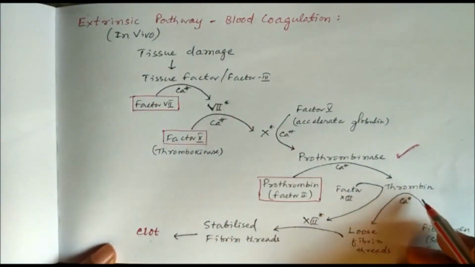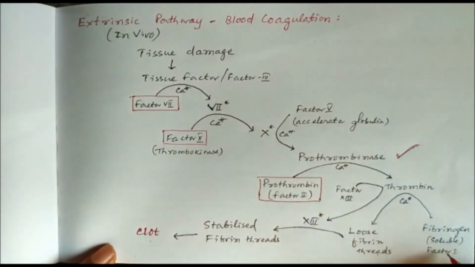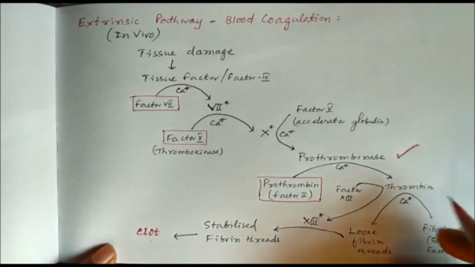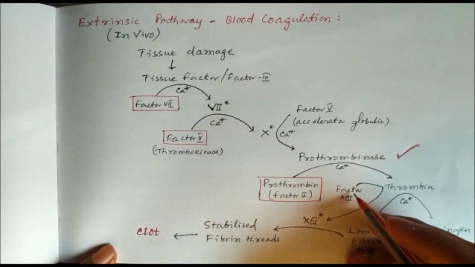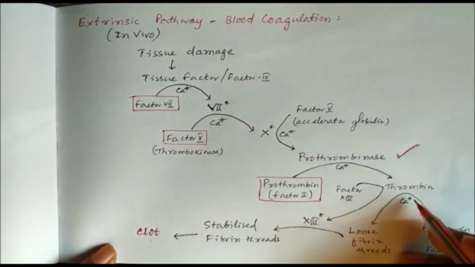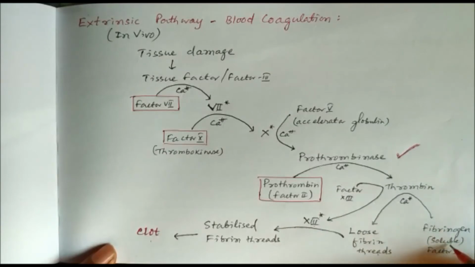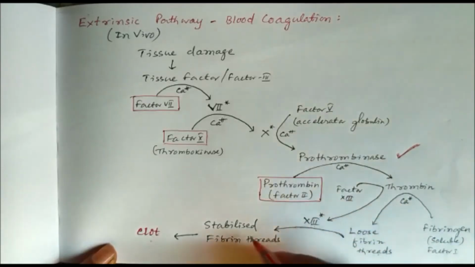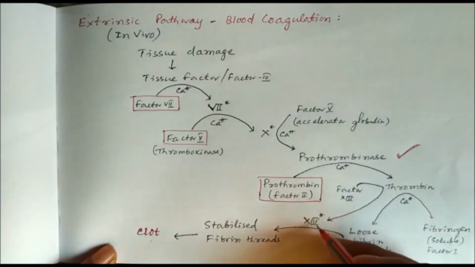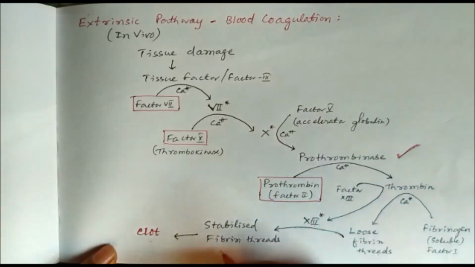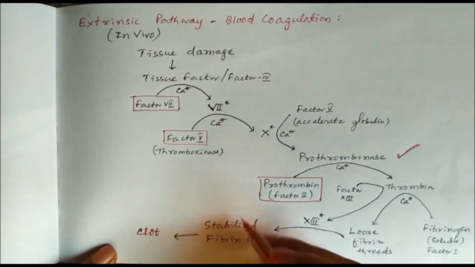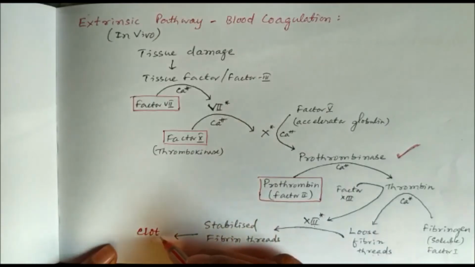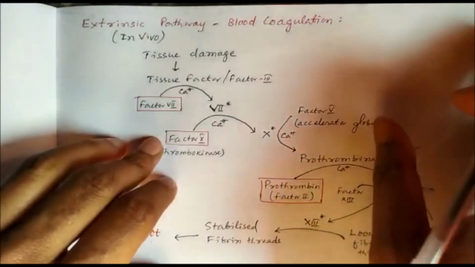Then thrombin has two functions. One, it activates fibrinogen or factor 1, and it also activates factor 13 or fibrin stabilizing factor. First, thrombin converts fibrinogen, which is the soluble form, into loose fibrin threads in the presence of calcium. Then these loose fibrin threads are converted to stabilized fibrin threads in the presence of the activated fibrin stabilizing factor. And these stabilized fibrin threads, or insoluble fibrin, are called the clot. Okay, so this is the extrinsic pathway.